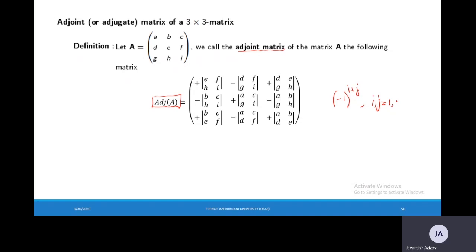For example, let's look at the first one. You know that to get this determinant, we remove the first row and first column. Then here it will be minus 1 to the power of 1 plus 1, which is minus 1 to the power of 2, which is 1. Because of this, here we write positive. Look at this. To get this determinant, we remove the first row and second column. Then here it will be 1 plus 2, minus 1 to the power of 3, which is minus 1. The sign is negative. Because of this, here we write minus, and so on. Here the matrix of the signs is called the matrix of cofactors.